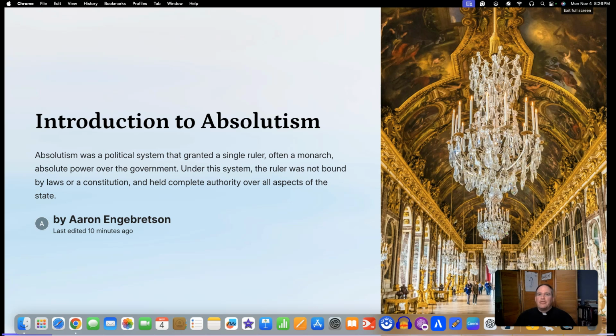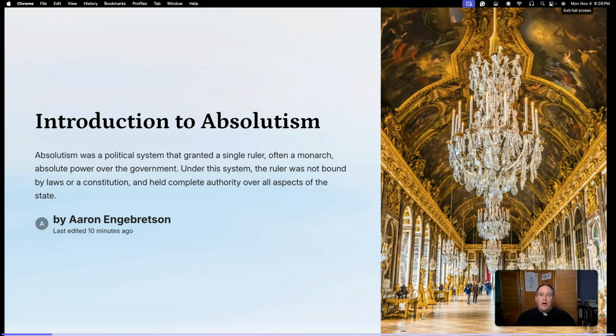Absolutism is a political system where a single ruler, often a monarch, wields absolute power over the government. Under absolutism, the ruler is not bound by laws or a constitution, granting them complete authority over all aspects of the state. The Grand Palace interior shown here symbolizes the power and opulence associated with these regimes.